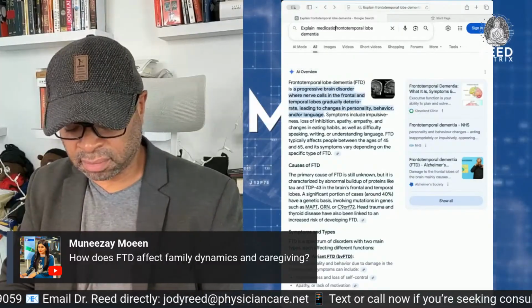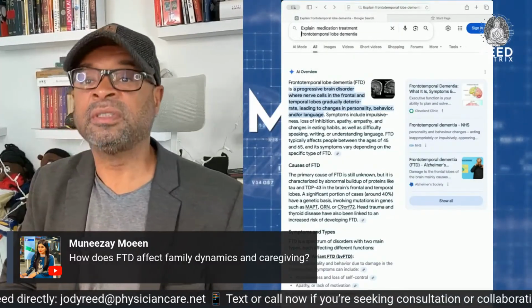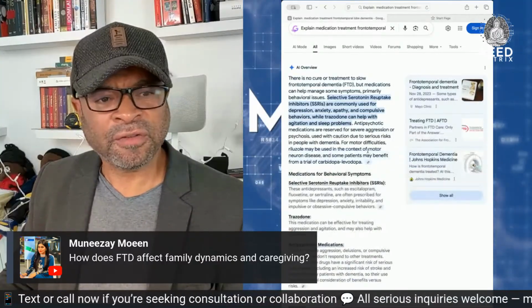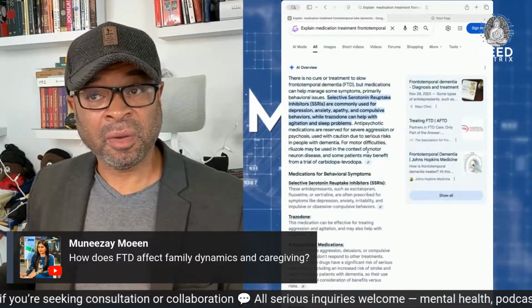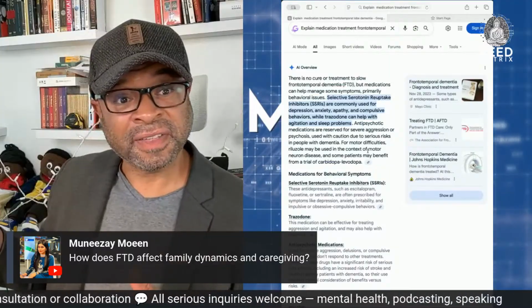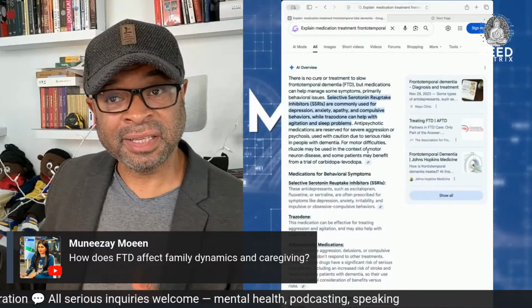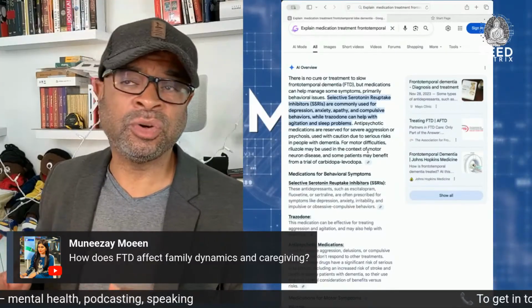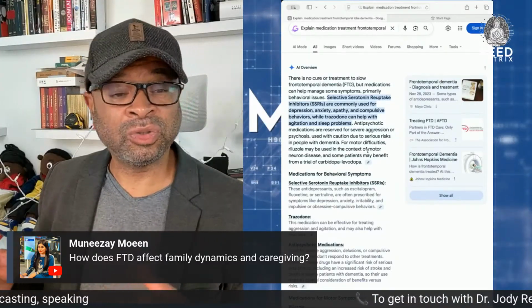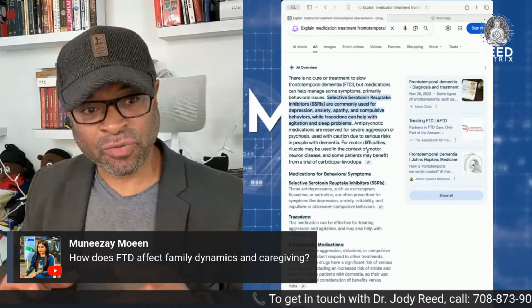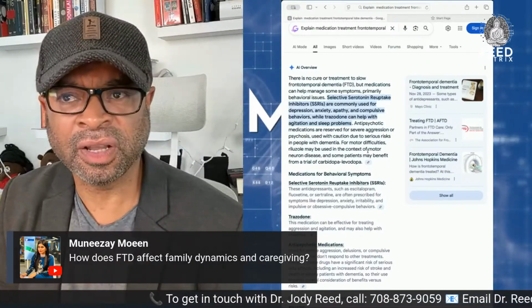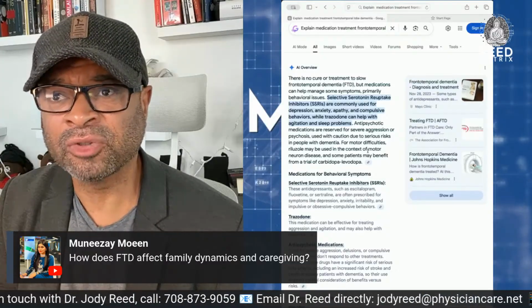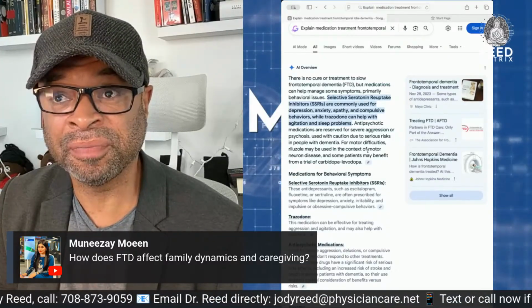Explain the medication treatment for frontotemporal lobe dementia. So for the most part, what you are treating matters. If it's agitation, you're going to have to stabilize things. It's a glutamate issue. If it's rage or combativeness, then for the temporal lobe you want to use those mood stabilizers, and it's very effective.